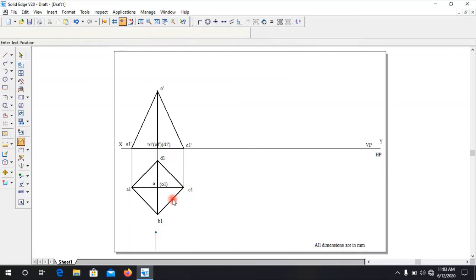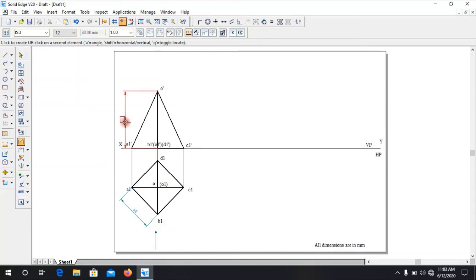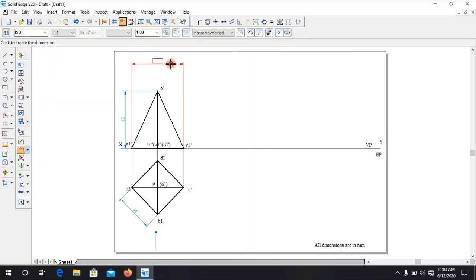Indicate all the dimensions also in the first step. Base dimension is 40 mm, height is 60 mm. Before you copy this image from the first step to the second step, measure what is the base dimension, what is this dimension. This is 56.57. Now I will copy this image from the first step to the second step.